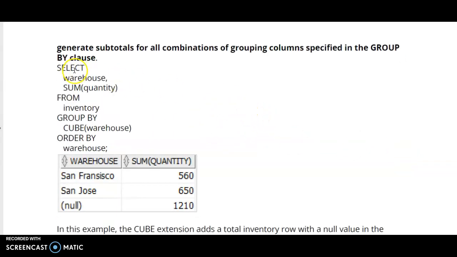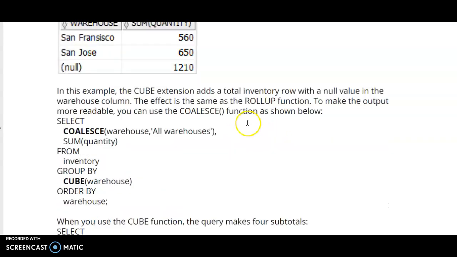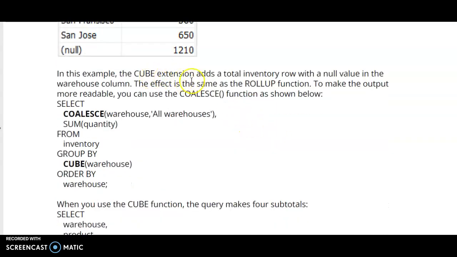Okay, we will check here. Query: select warehouse, sum quantity from inventory group by cube warehouse order by warehouse. These are the warehouses and the sum of quantity. This is the output: 560, 650 and total 1210. In this example, the cube extension adds a total inventory row with a null value in the warehouse. The effect is the same as the rollup function.